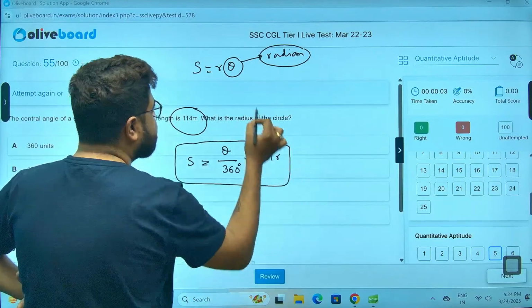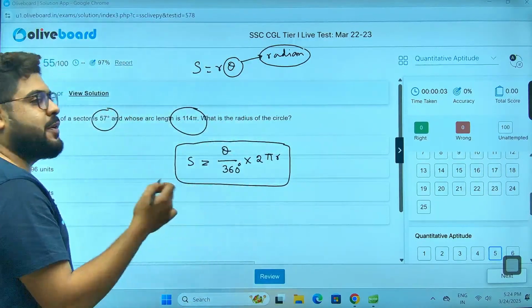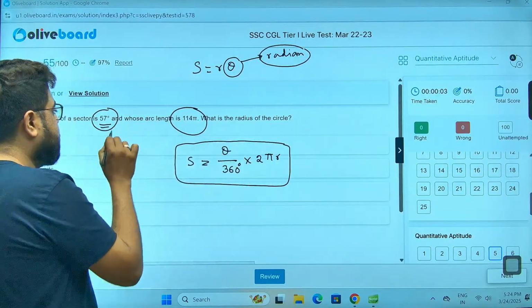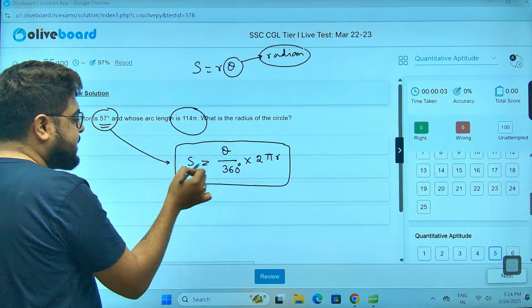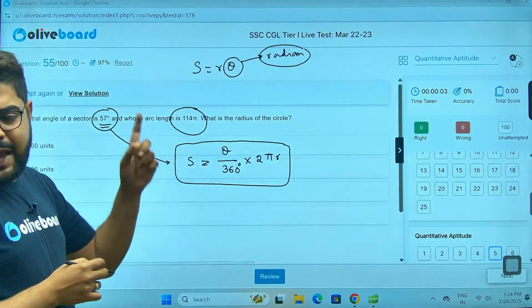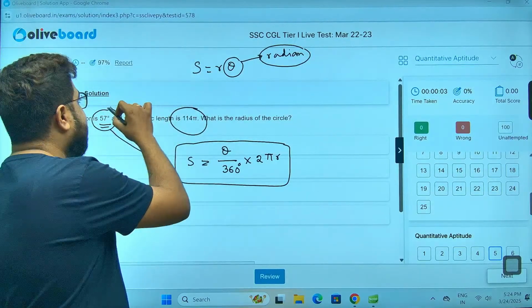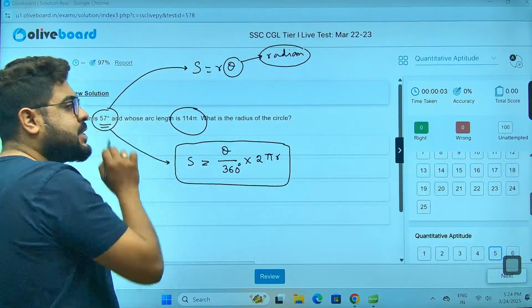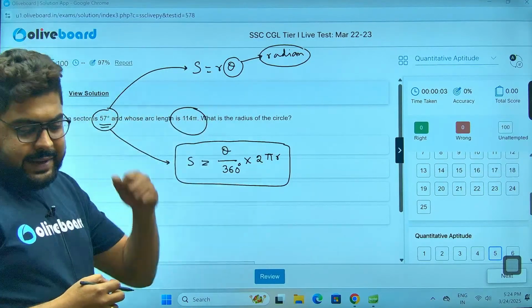Either you use this, or you use that, whichever you prefer. But for this, as the angle is given in degrees, this is a better formula to use. If the angle is given in radians, then you use this. Otherwise, if I use this here, I need to convert this one first. That will take again 10 seconds.